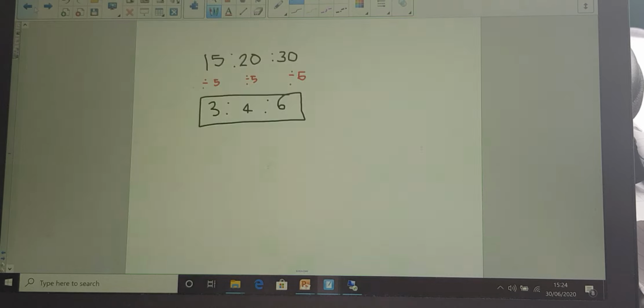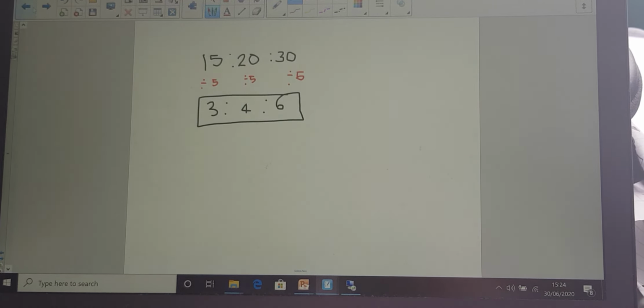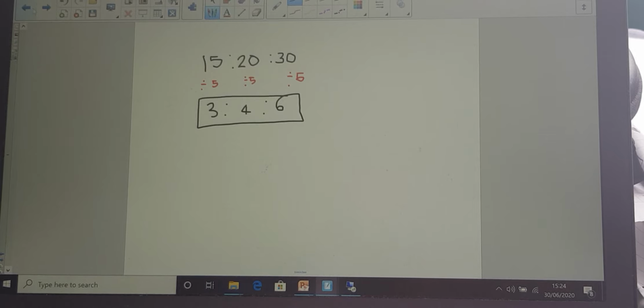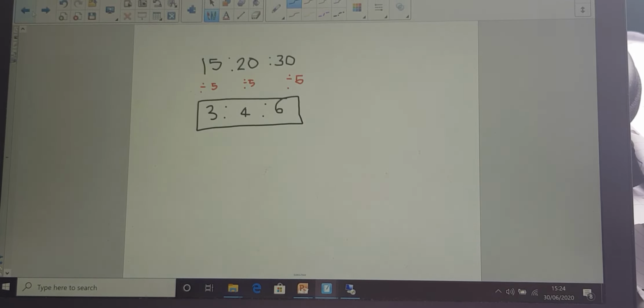Okay, so hopefully that clears up how to simplify ratio. I'm now going to ask you to do a My Maths activity on simplifying ratio, which I'll put up now. If you could watch this video first, obviously, and then get into the habit of simplifying ratios, and then we'll pick it up again next lesson.